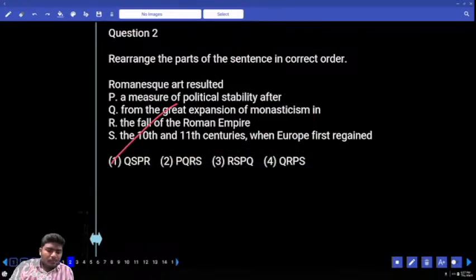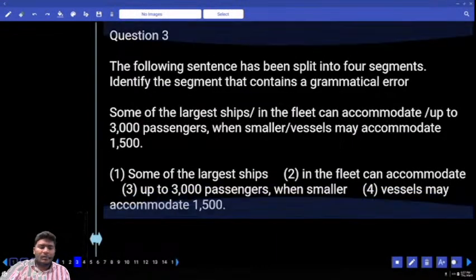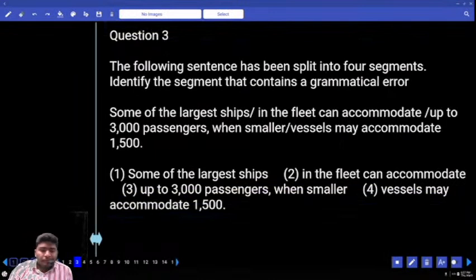Next one. Move to 3. Find out the error in this sentence. Error is related to the adjectives. Some of the largest ships in the fleet can accommodate up to 3,000 passengers, when smaller vessels may accommodate 1,500. There are two different errors here. One part only, but two errors.